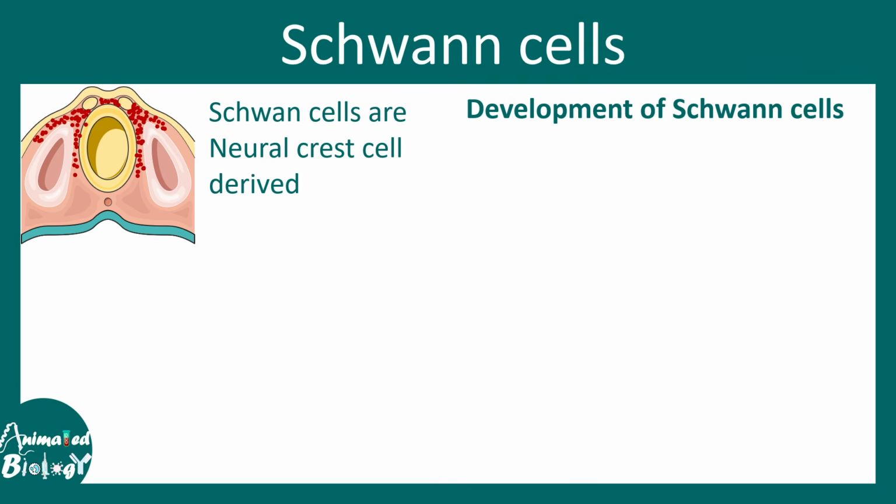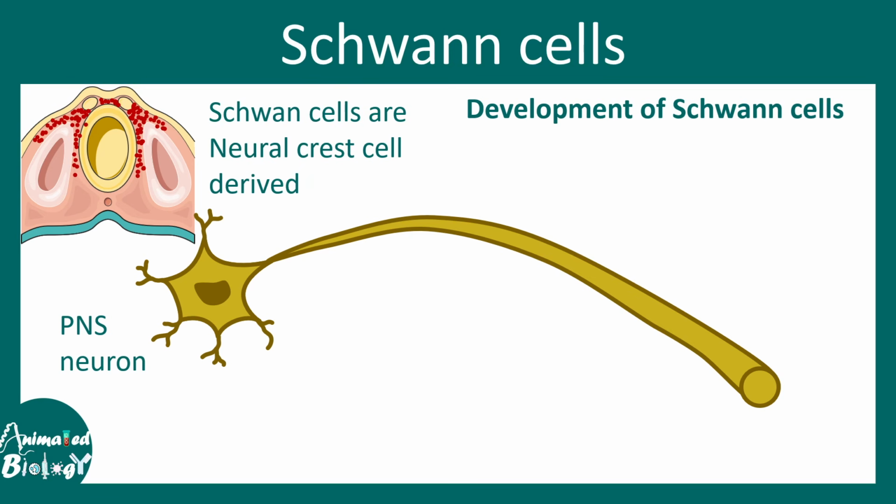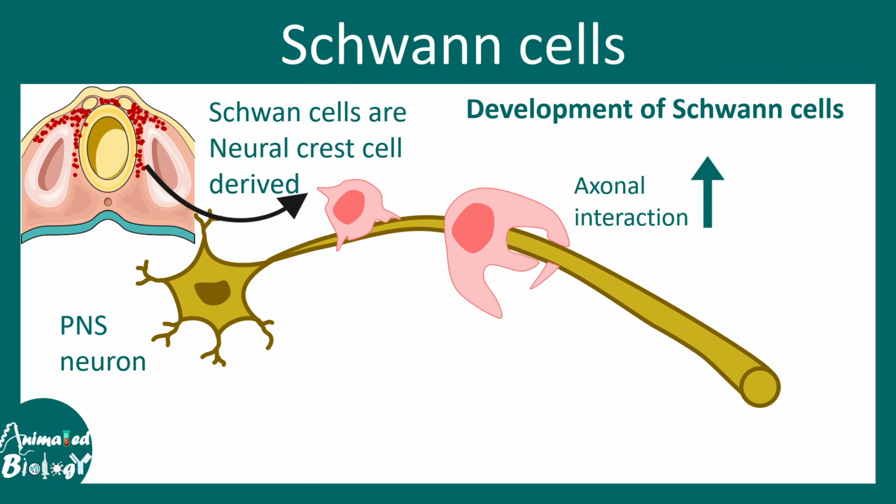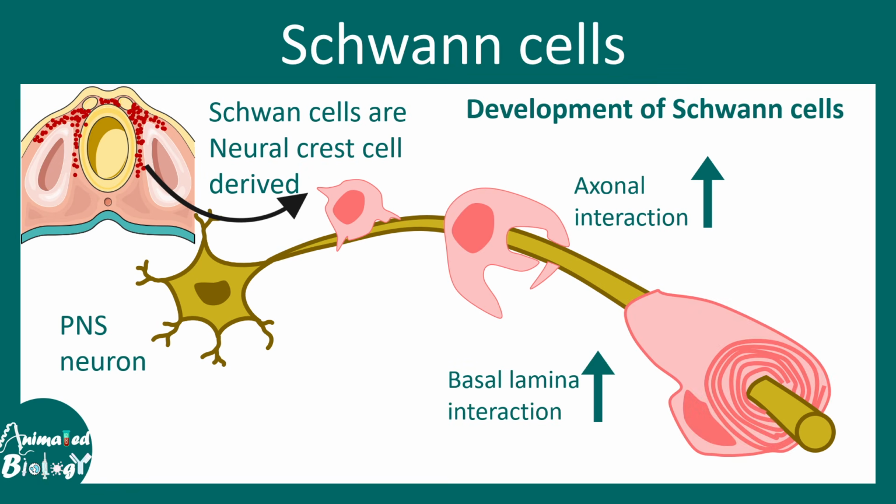Schwann cells are neural crest cell derivatives. During early nervous system development, neural crest cells migrate and they enter the peripheral nervous system where they can eventually attach with these axons. So initially there are Schwann cell precursors, which become immature Schwann cells, and ultimately they wrap around the axon several times, creating this particular myelin sheath. So there is initial axonal interaction. Later on, there are strong basal lamina interactions which help to insulate the axons.